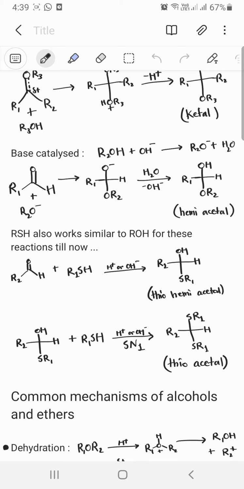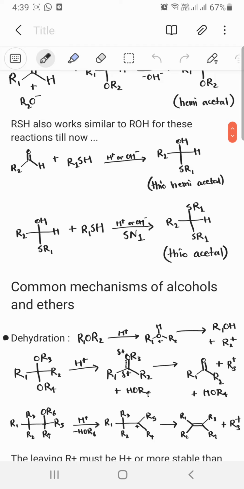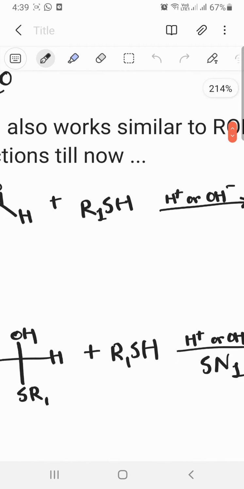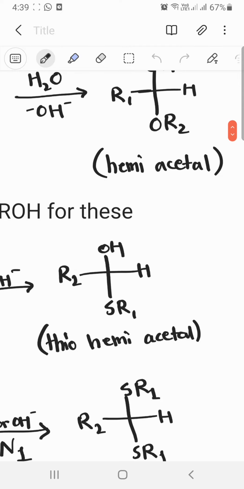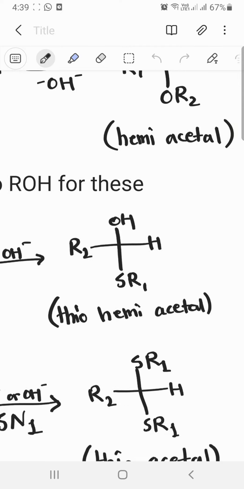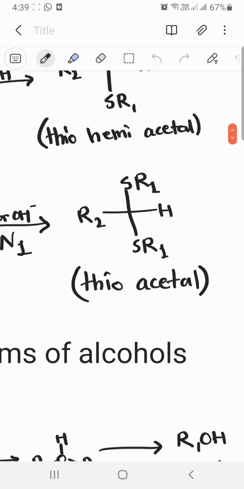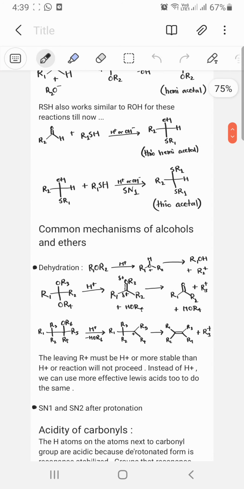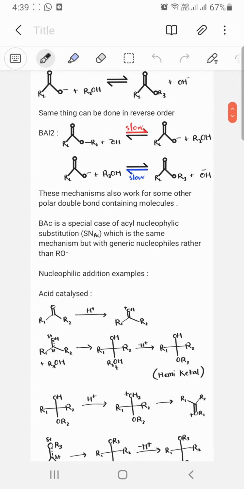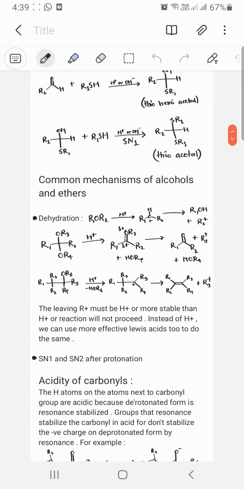RSH also works similar to ROH for these reactions till now. So R2CO, okay, CHO plus R1SH. This will be called thiohemiacetal, thio for sulfur, and this will be thioacetal. Cool. So yeah, that's the proper basic introduction of the reactions of carbonyls.